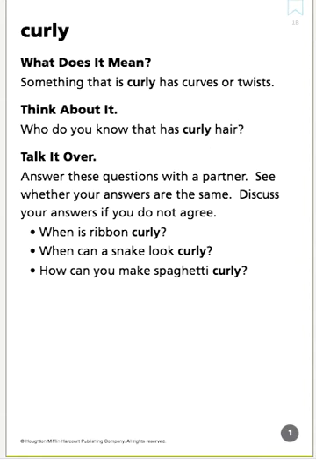Say it out loud. Maybe tell somebody around you. Write it down. But you're making a connection right now, a real life connection about what you already know about this word curly. Who do you know that has curly hair? Maybe it's yourself. Maybe it's your mom. Maybe it's a teacher that you've had before. Maybe it's one of your pets.